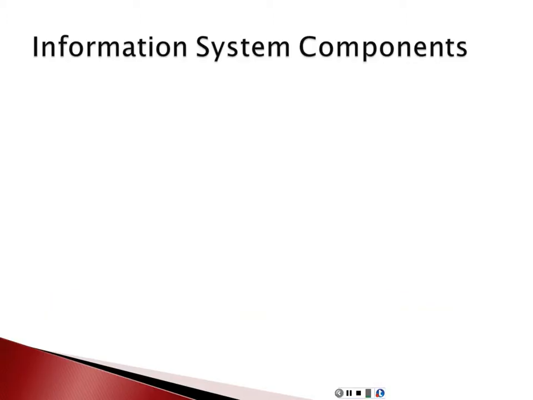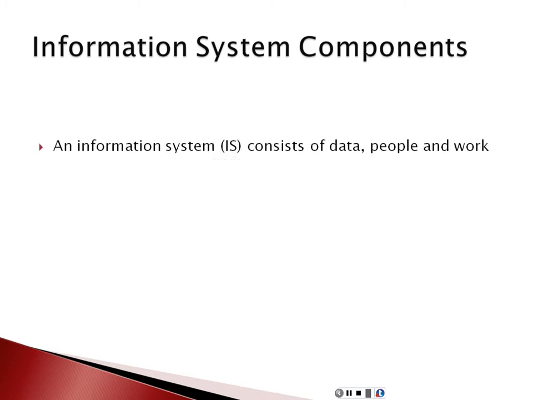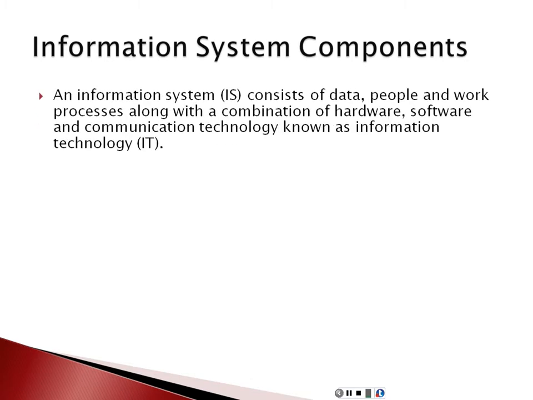First of all, as far as some definitions on information systems and their components, an information system, which you hear a lot of in many of your classes, but especially this class, consists of the data, the people, the processes, along with a combination of all the hardware that's used, the software, and the communication technology. All of that is known as an information system. Information technology, or IT, which is another term you may have heard, deals with the technology that connects these systems together.